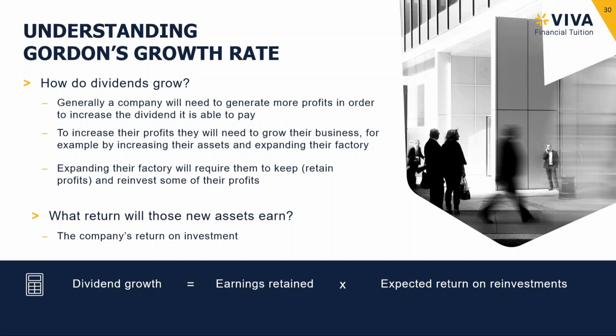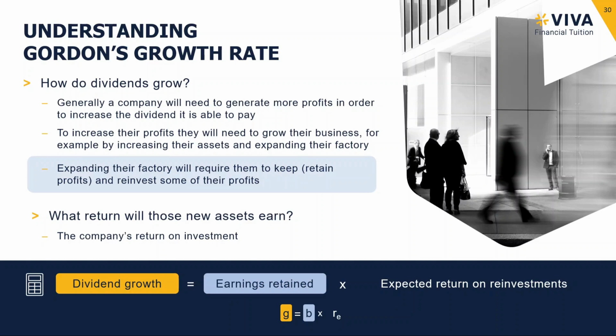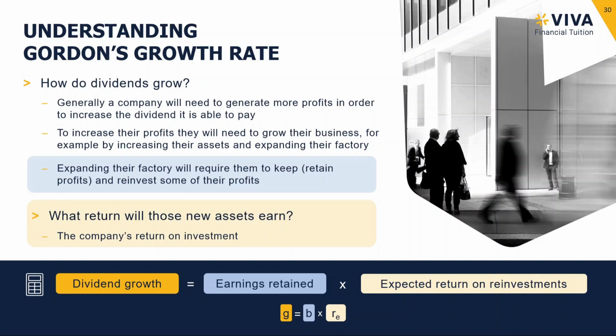So if we think about the example here of the factory, and how that then drives dividend growth, the earnings that we retain are the money then that we've kept back here to expand the factory. And the return then on those assets, on that new factory then, the return on the reinvestment there will be multiplied then by the earnings retained and help us then calculate our dividend growth.